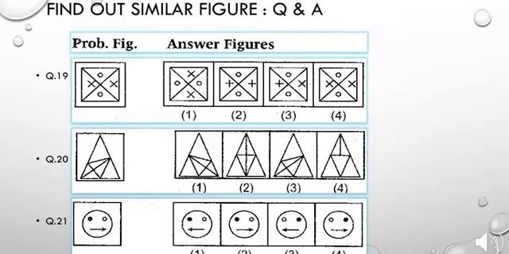Now let's go to the next question, question number 21. There is a problem figure given and there are 4 answer figures given. We need to find which answer figure is similar to the problem figure in question number 21. Let's check the problem figure carefully. We find that there is a circle. Here there is a black dot. Here is a circular shape of the same size, and there is an arrow pointing towards the right side.